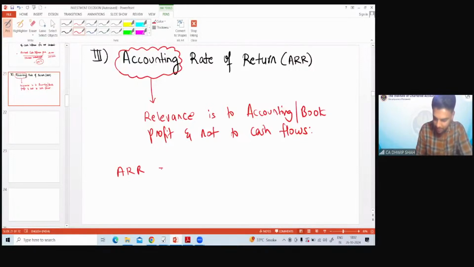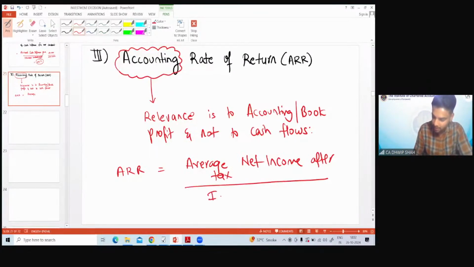ARR is nothing but average of net income after tax divided by initial investment or average investment.